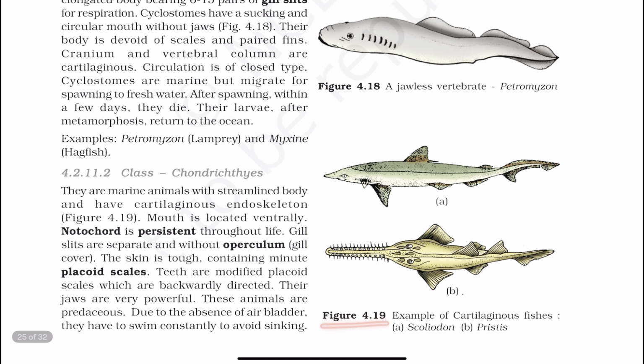Figure 4.19 Examples of cartilaginous fishes: A. Scoliodon, B. Pristis.